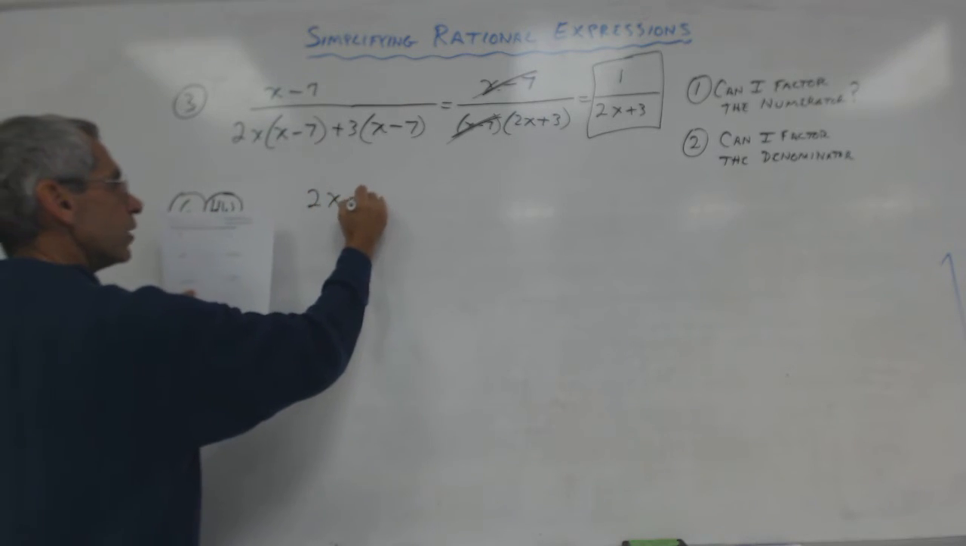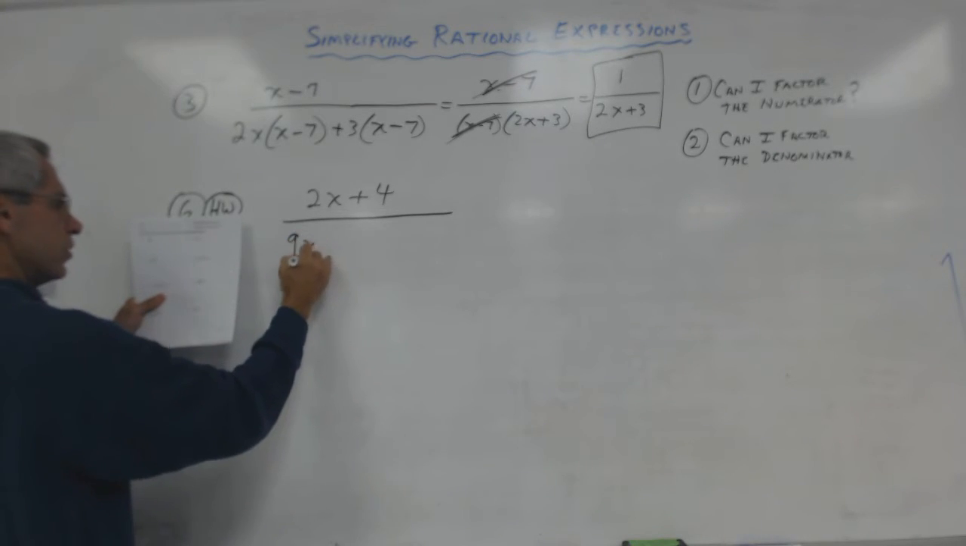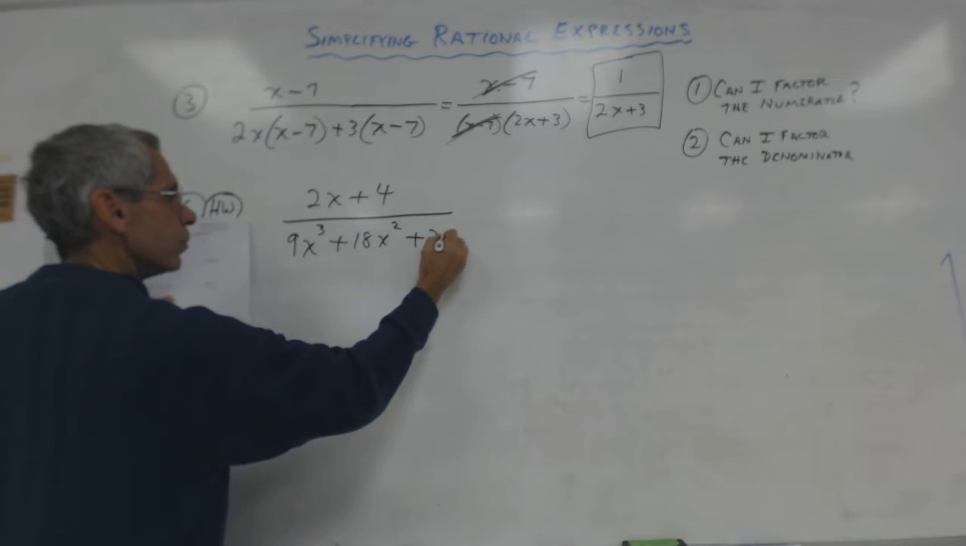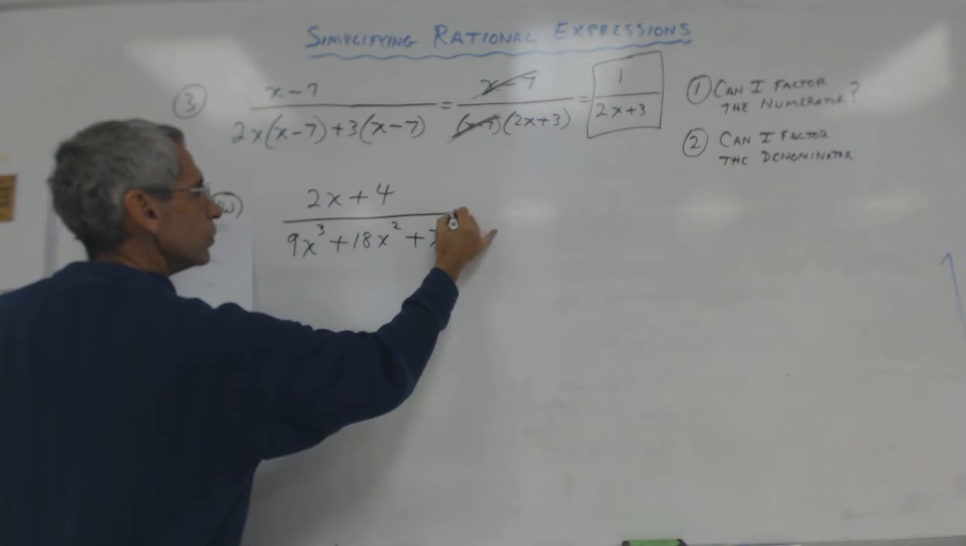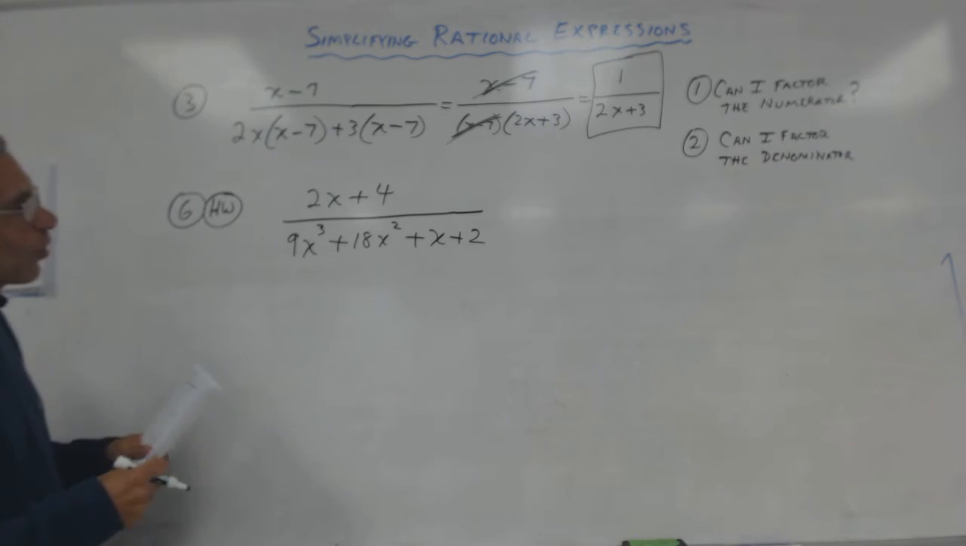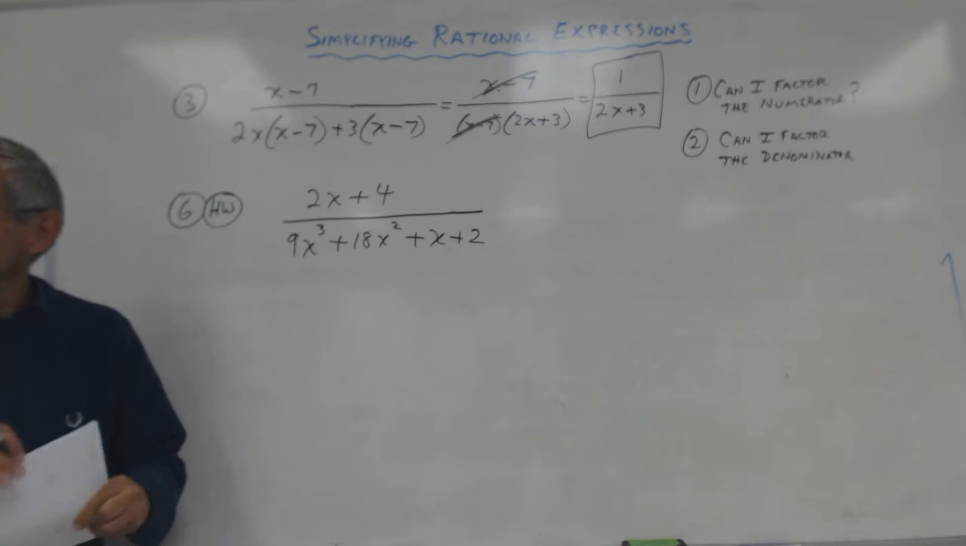2x plus 4 over 9x cubed plus 18x squared plus x plus 2. That's what cubed is. I'm doing it, right? I'm not even making you do it. All you have to do is copy. This is called copy and paste the long way. Okay. So what I'm going to do now is the same thing.